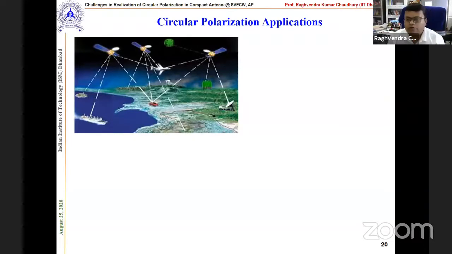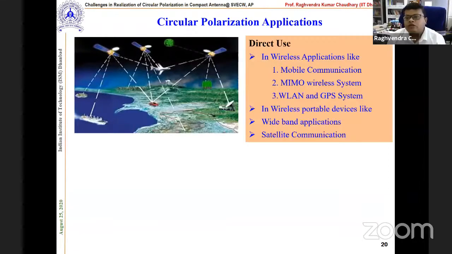It has high scope. Now, what are the direct uses of CP antennas? One is wireless applications, like in your mobiles, multiple input multiple output wireless systems, WLAN and GPS systems, and portable devices, then wideband applications and satellite communications. Correct. And in satellite communication, we are still using helical antennas. So working further on new techniques will definitely benefit these areas.